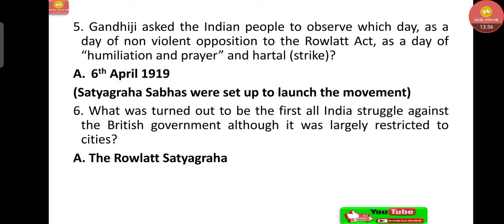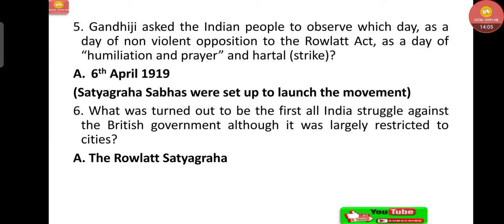Gandhiji asked the Indian people to observe which day as a day of non-violent opposition to the Rowlatt Act, as a day of humiliation and prayer and hartal, that is strike? That was 6th April 1919. Satyagraha Sabhas were set up to launch the movement here. What turned out to be the first all India struggle against the British government, although it was largely restricted to cities?